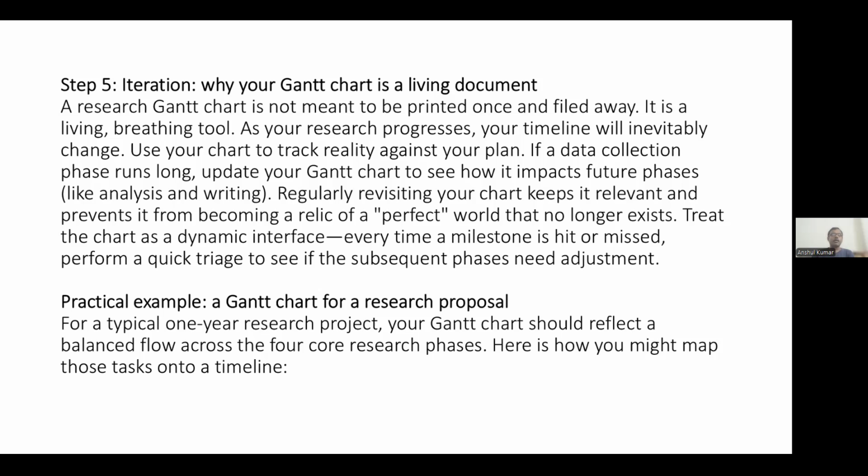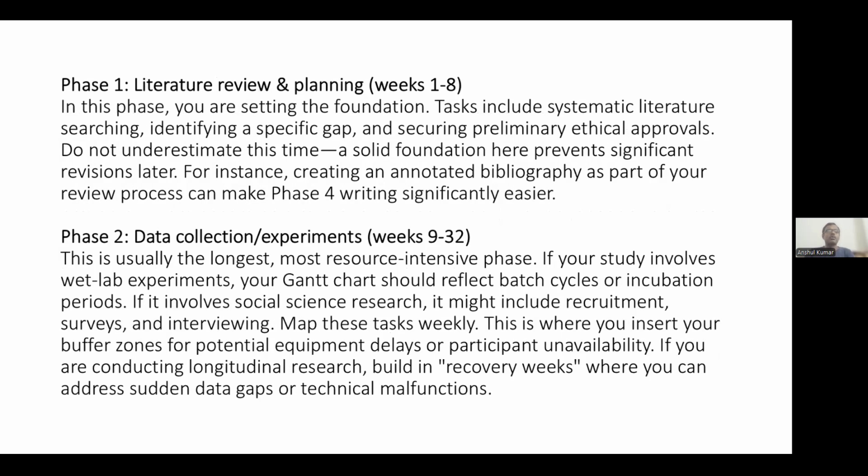Practical example: Gantt chart for research proposals. For a typical one-year research project, the Gantt chart should reflect a balanced flow across the four research phases. Here is how it might map those tasks onto a timeline. Literature review and planning, we can take 1 to 8 weeks.